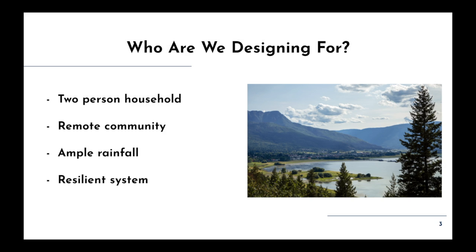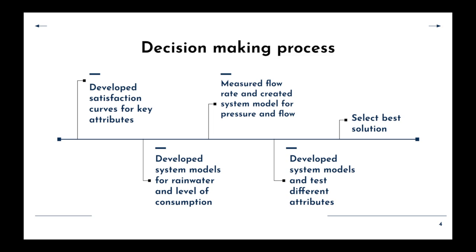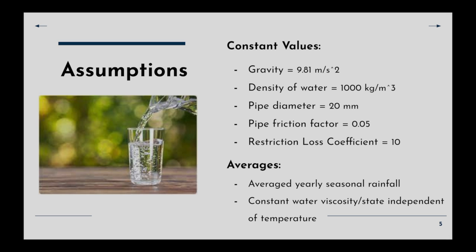We are designing for a household of 2 people in a small remote community somewhere in BC. Though many areas in BC receive an ample amount of rainfall, the rainwater collection system design needs to be resilient against external factors. During our decision-making process, we started by creating satisfaction curves, analyzing level of water consumption, and measuring flow rates. Near the end of the project, we developed system models and tested different attributes in order to choose all the components of our system.